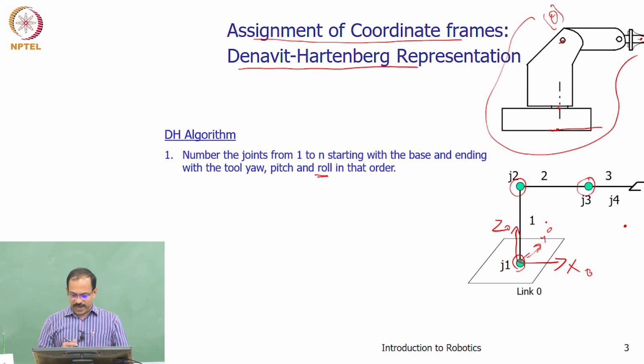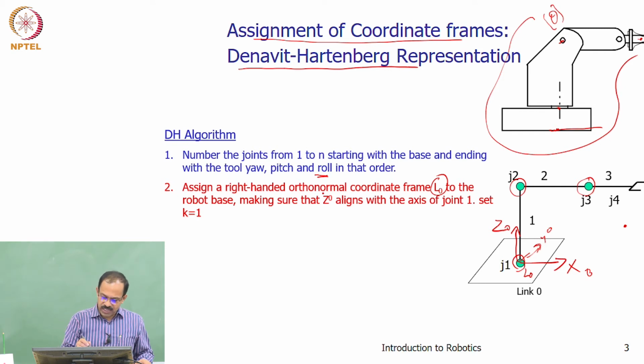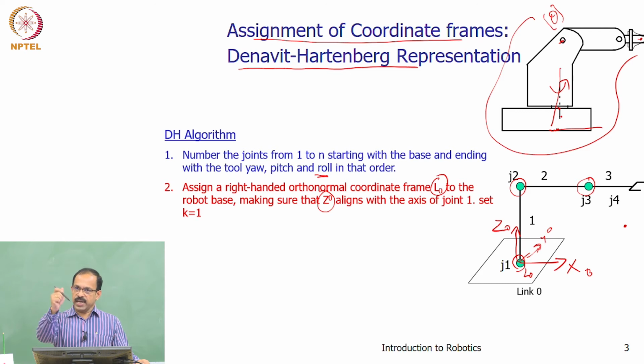So, the first thing is, we call this the base coordinate frame, and we call it L0. That is the base coordinate frame L0. So, assign a right-handed orthonormal coordinate frame L0 to the robot base, making sure that Z0 aligns with the axis of joint 1. That is very important. So, you have to see what the axis of rotation is. Here you can see the axis of rotation. The first joint rotates with respect to this axis, and therefore I will align the z-axis along that.